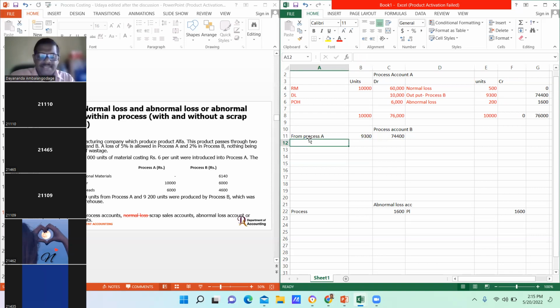They are adding raw material to this process, which is 6,140. Okay, 6,140. And also you see direct labor, I will put direct labor as 6,000. I'm just preparing the process account B. And also you see the overheads.